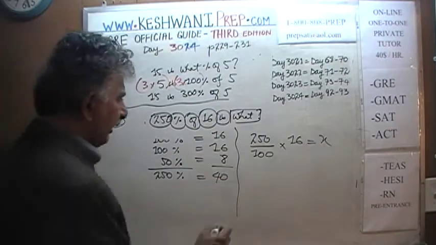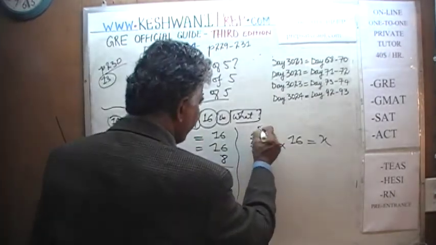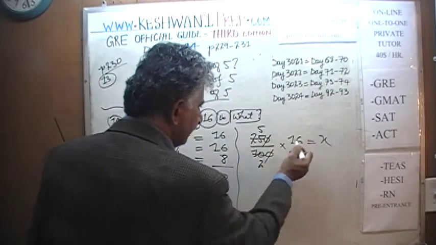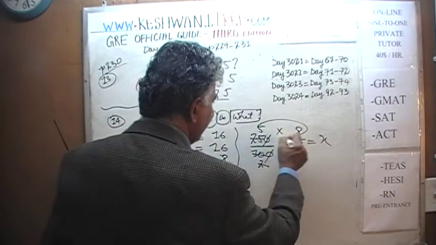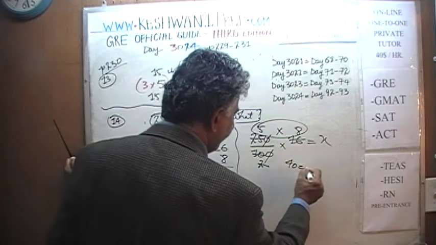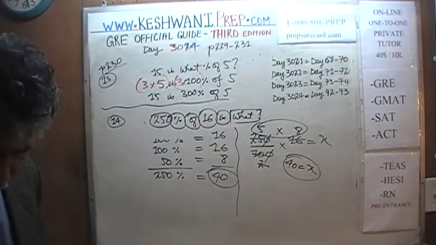Let's divide top and bottom by 10, so the 0 goes away. Let's divide top and bottom by 5, 25 becomes 5 and 10 becomes 2. Let's divide top and bottom by 2, and 2 goes away, and 16 becomes 8. There you go, 8 times 5 is 40.